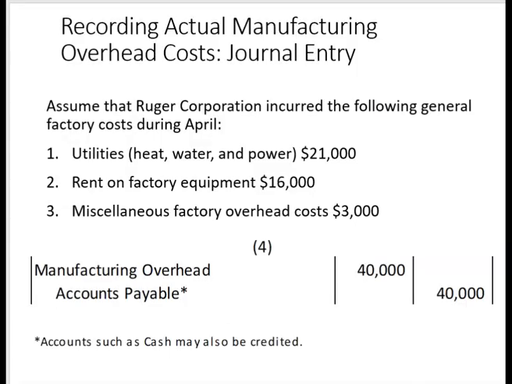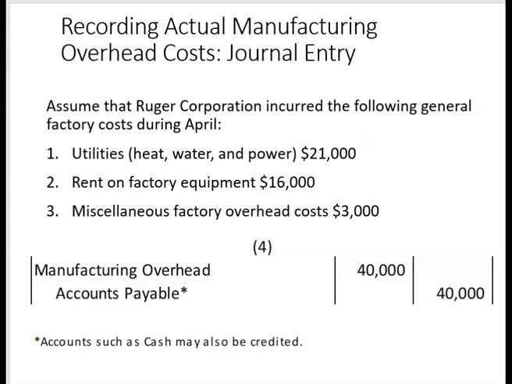All right, recording actual manufacturing overhead. So now we're going to have some more indirect costs. That's why they said it was manufacturing overhead. So we're going to have utilities of $21,000, rent on factory equipment of $16,000, and miscellaneous factory overhead costs of $3,000. So all of those are inside the factory, but they are indirect. So they will all go to manufacturing overhead.